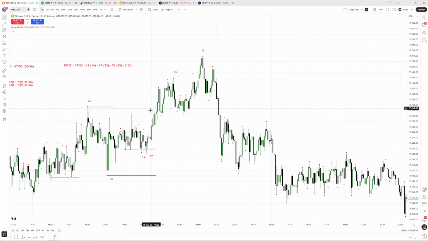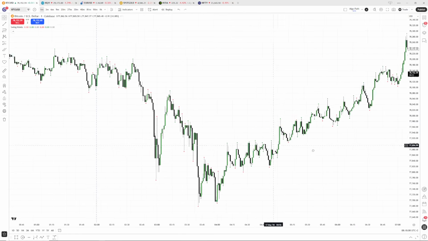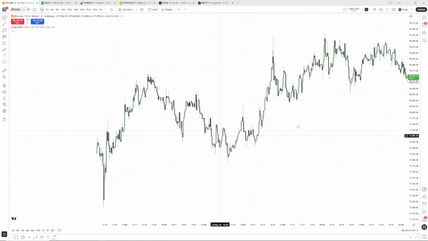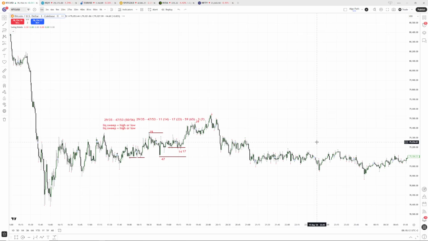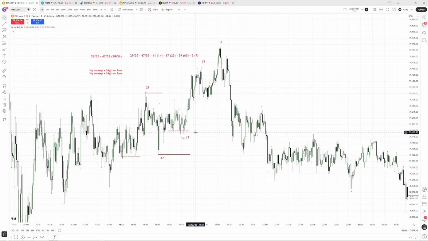So how are we tracking everything in this chop is we want to see liquidity sweep and price stopping. So here we saw 14 because it was a liquidity sweep. And 17 was in the same wick here, and that also took liquidity. Okay, 59 here because it took liquidity. 3 here because it swept all this buy side.